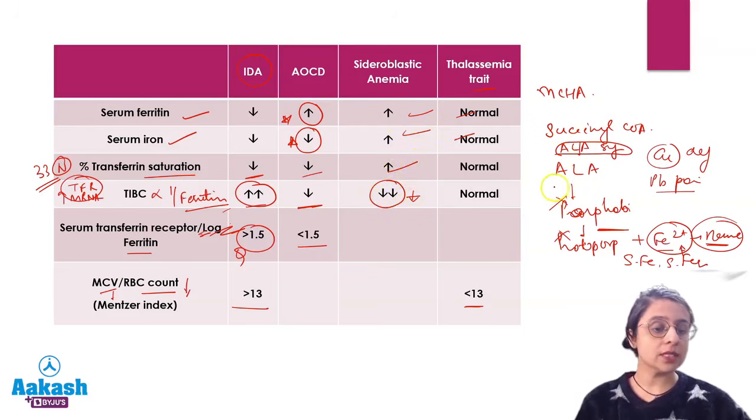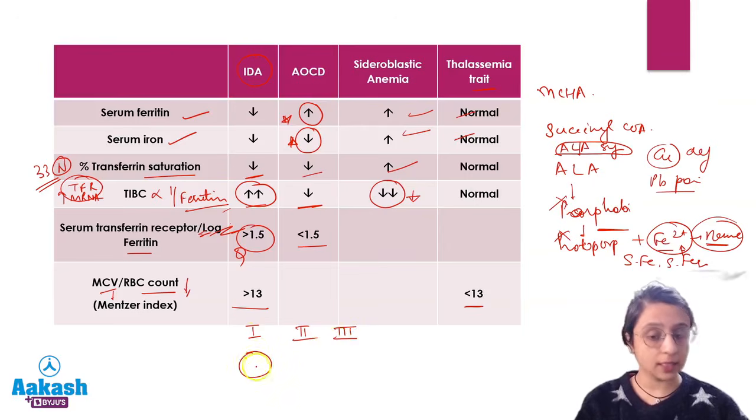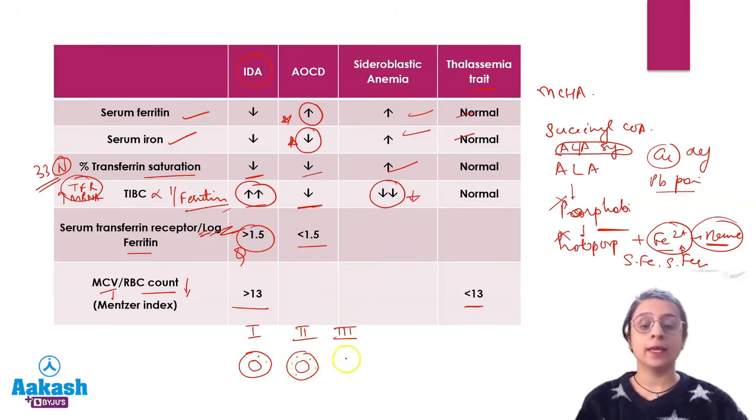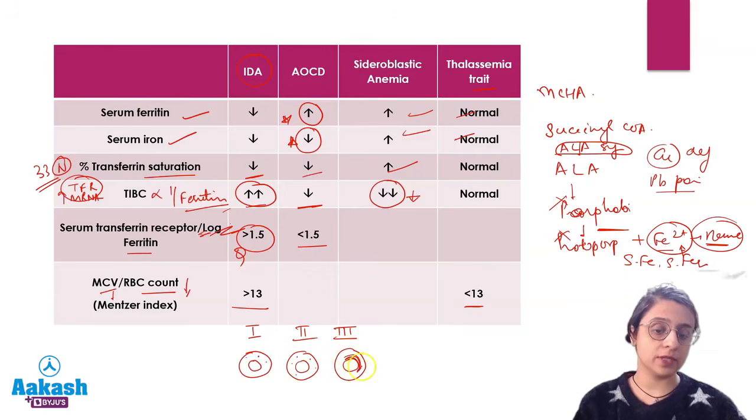Now how will you see this sideroblast on bone marrow aspiration? There can be 3 grades, 1, 2, 3. In grade 1 you will see iron granules, siderotic granules, in the cytoplasm, but they will be less than 5. Whereas in grade 2 there will be more than 5 siderotic iron granules, but not in the perinuclear position. In grade 3, there will be more than 5 siderotic iron granules encircling more than 1/3 of the circumference of the nucleus.